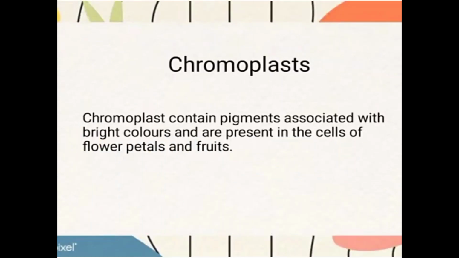Chromoplast. Chromoplasts contain pigments associated with bright colors and are present in the cells of flower petals and fruit.